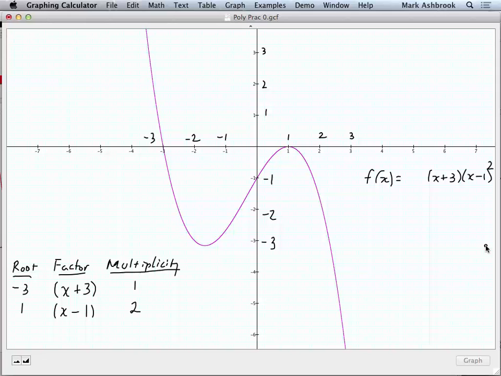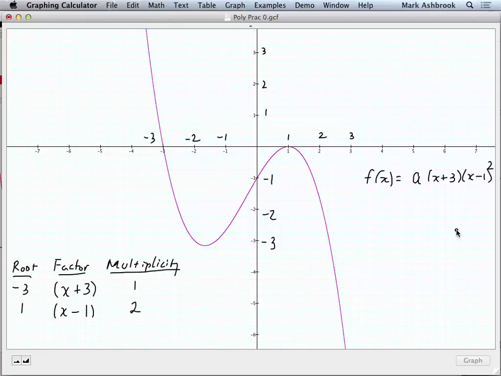So now, is that the only function that has those characteristics? How can we describe all functions that have those factors and multiplicities? Because there's more than one. There's actually many. Really, we could multiply those two factors by any real number called a, and it still preserves these factors and multiplicities.